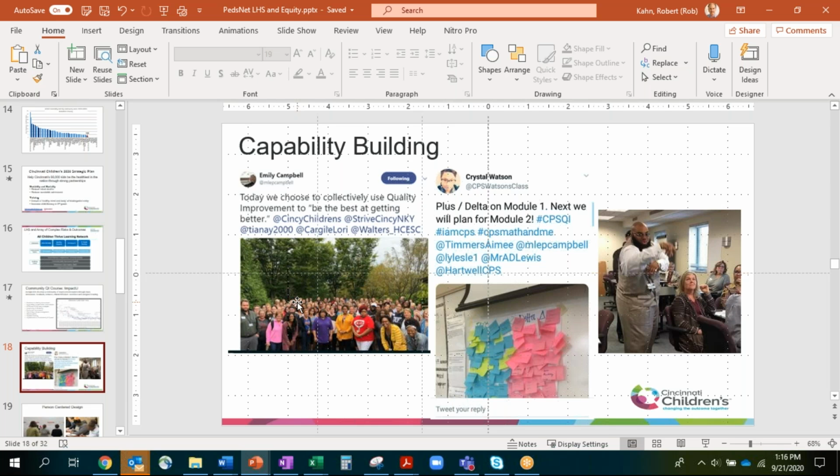Now, you talk about how do you build momentum. Today we choose to collectively use quality improvement to be the best at getting better, which is a quote from our old board chair, Lee Carter, who used to say Cincinnati Children's should be the best at getting better. Here they're doing plus deltas with the students. We taught the teachers how to ask the kids on a Friday afternoon what went well this week, what didn't go well, what could we change. And the last one is one of the principals doing one of the courses where we try to build a better flying plane, and you use QI principles.